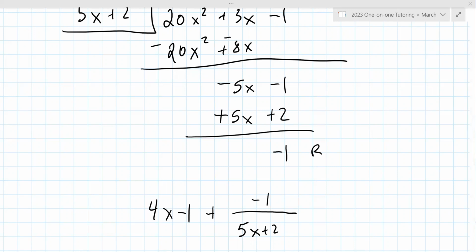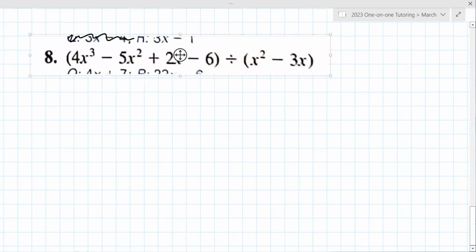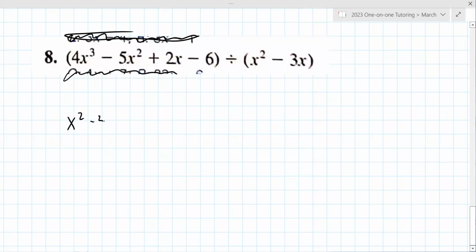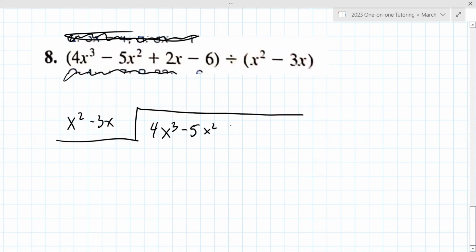Okay, so 8 is finally a little different. You can divide by more than just a linear term. This time you're dividing by a quadratic term, but it still doesn't change anything. You still put that x squared minus 3x on the outside, and x cubed minus 5x squared plus 2x minus 6 on the inside. So for problems like this, you generally are forced into using polynomial division. We could talk about why, but same process.